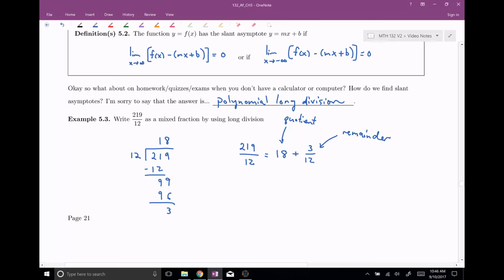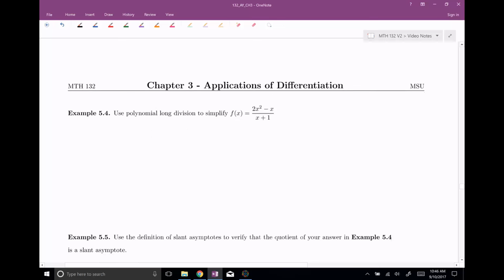Okay, so let's play the same game, but with polynomials. I have 2x squared minus x, and I'd like to divide that by x plus 1. Now polynomials are a little bit different, because they have these extra terms. So it's x plus 1, it's not just one thing over here. But you ask yourself very similar questions.